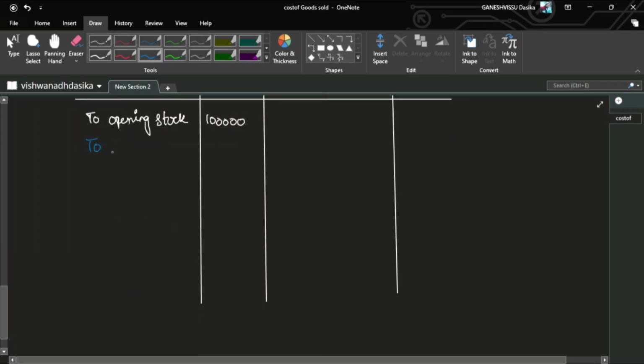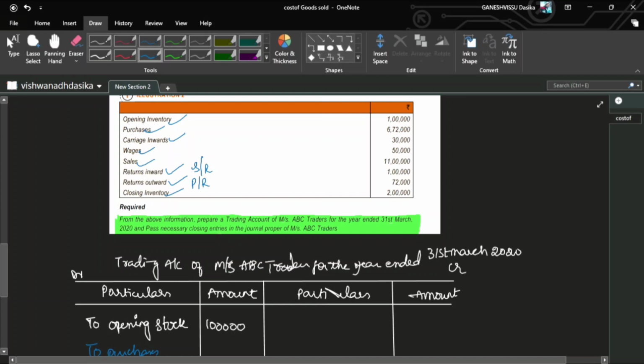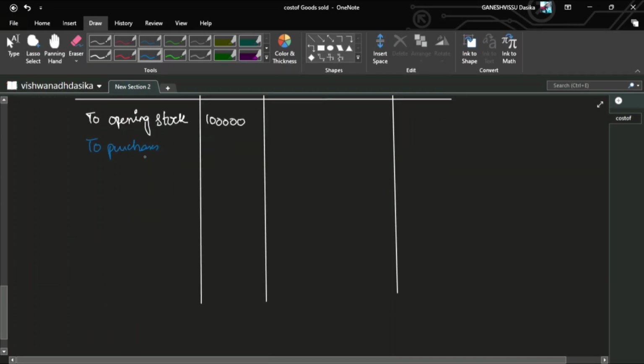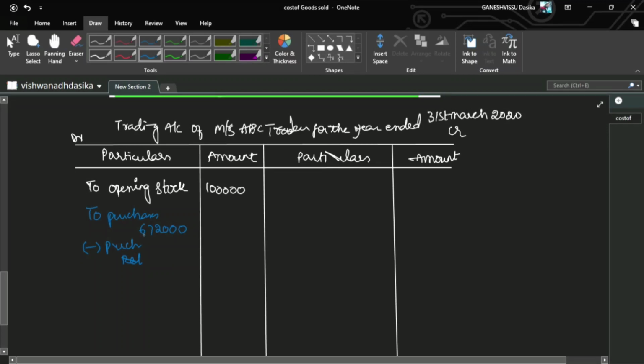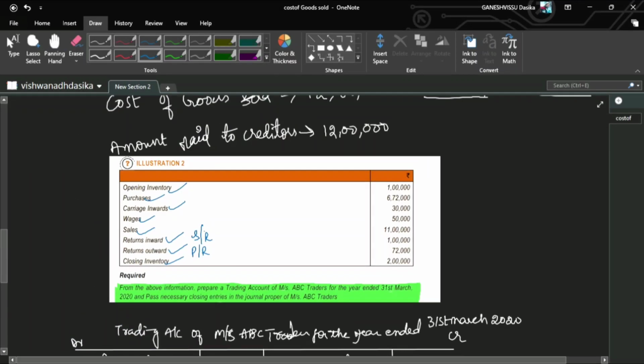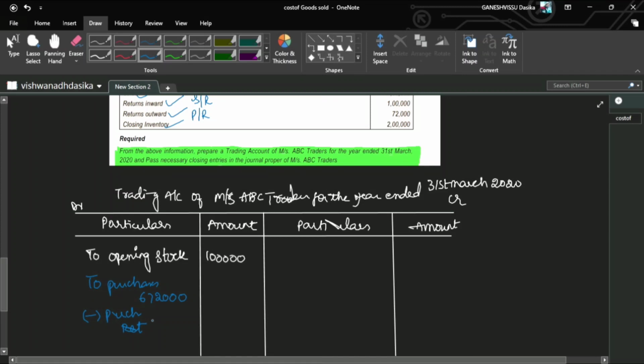To opening stock, and here I am writing to purchases. They have provided the purchases 6,72,000, and minus purchase returns. Okay, purchase returns is what, 72,000. The outer column we are going to write 6 lakhs.